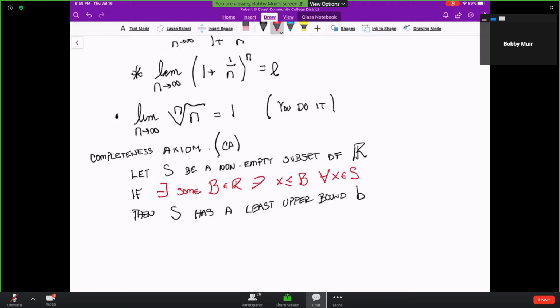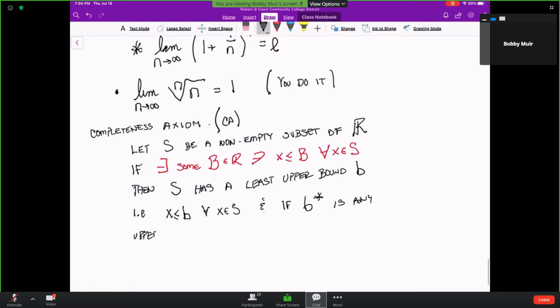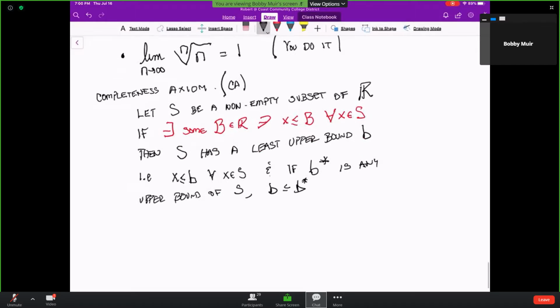Okay, so i.e. X is less than or equal to B for all X in S, and if B star is any upper bound of the set S, then B is less than or equal to B star. Okay, now I'm trying to write out in words what all of this is.